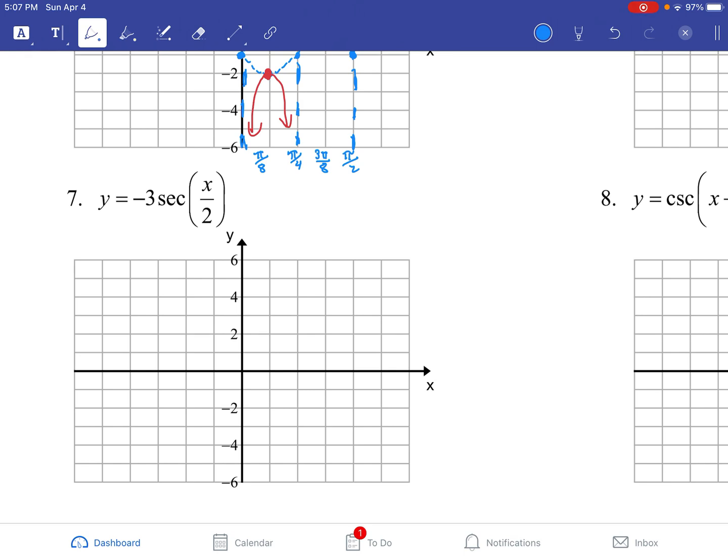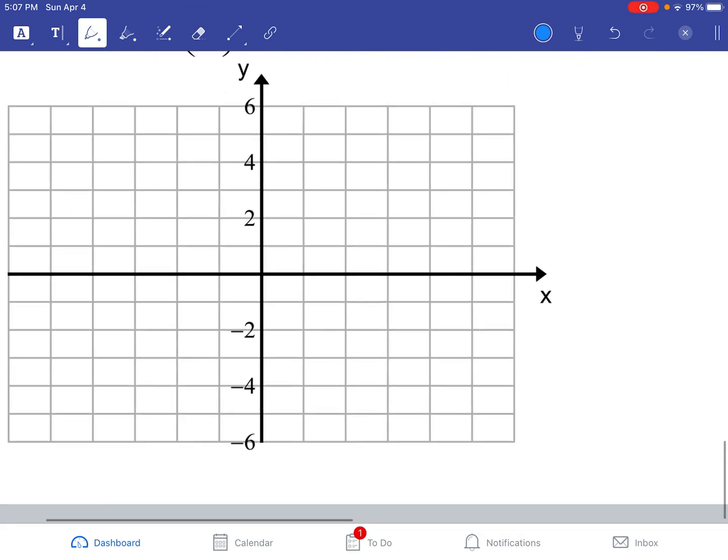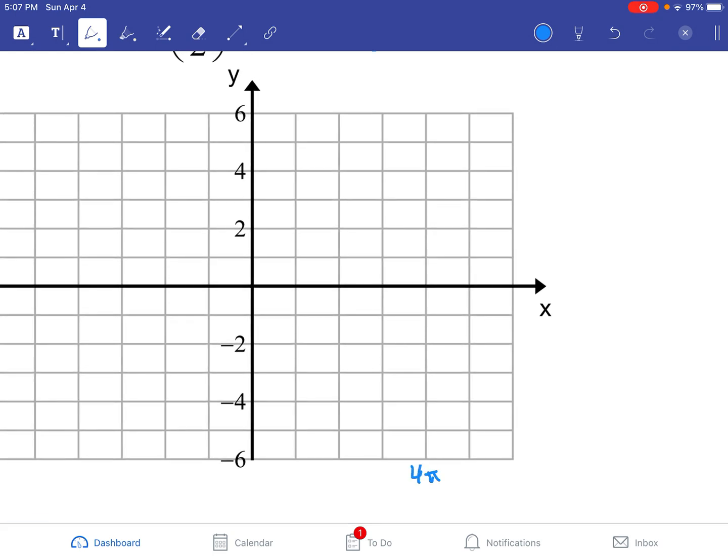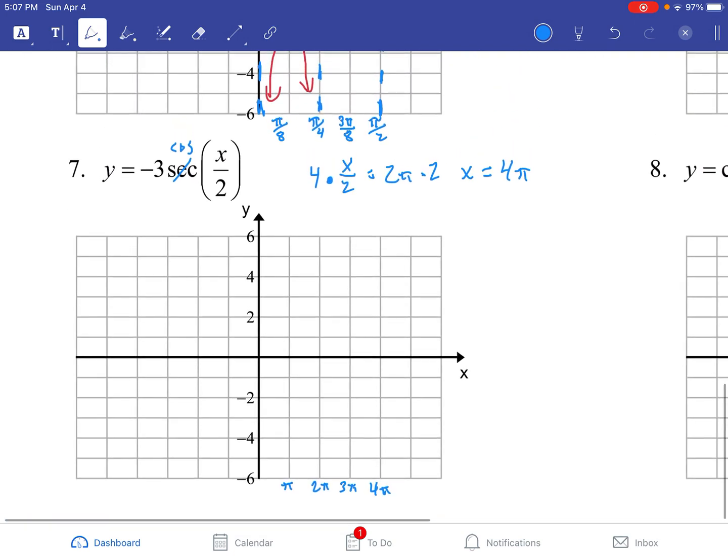This time x is being divided by 2, so we have x over 2 equals 2 pi. And we are graphing cosine first. Multiply both sides by 2, and x will equal 4 pi. So that is our new period. Let's go down here and do 4 pi. Half of that is 2 pi. Half of that is 1 pi. And 3 times 1 is 3 pi. There is no horizontal shift in this, so we don't have to worry about that.